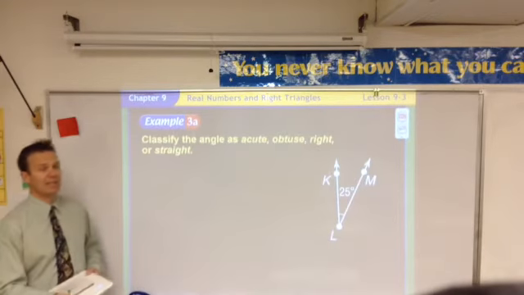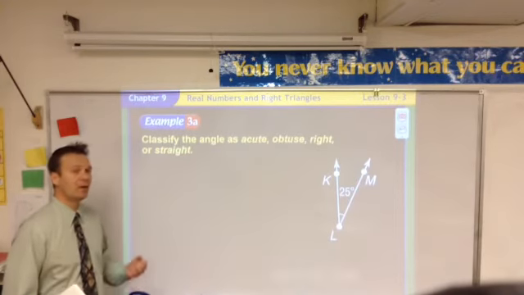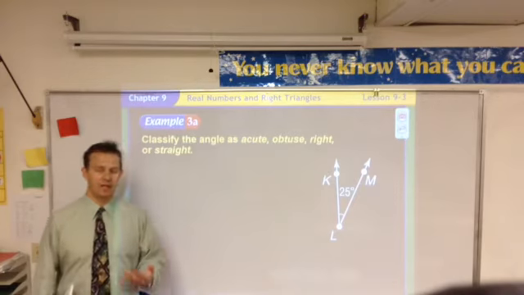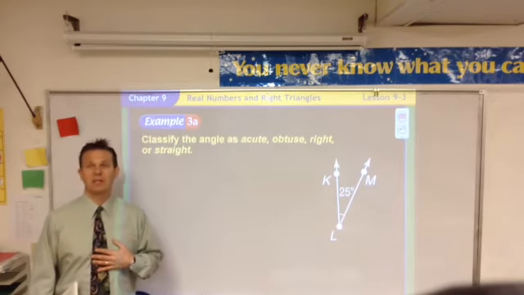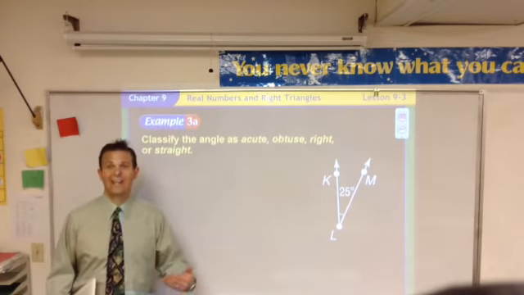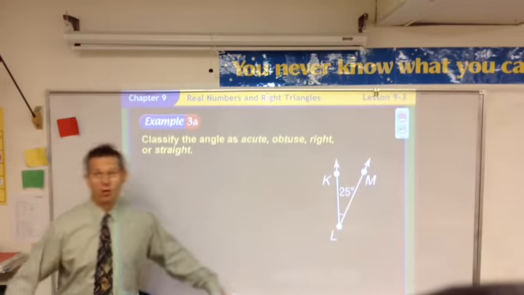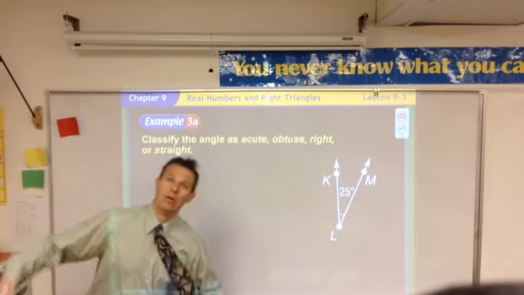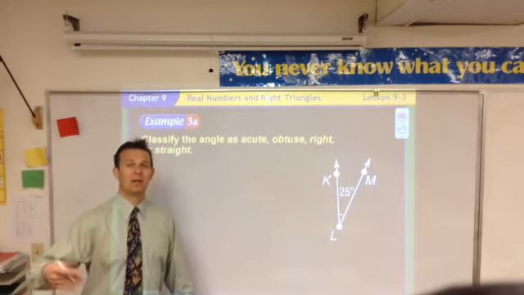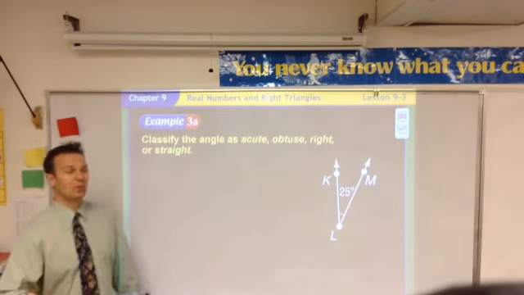Okay, so now we have to classify angles. We talked about acute before. The easiest way I ever remembered angles, it's a cute little thing, it's a cute angle, it's less than 90 degrees. And then an obtuse angle is like an obese angle. It's greater than 90 degrees, but less than 180, so it's between those two.